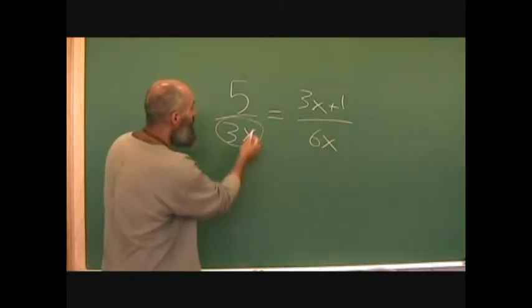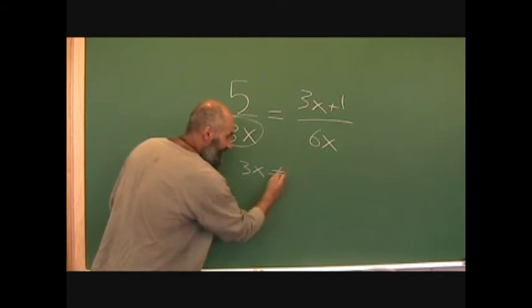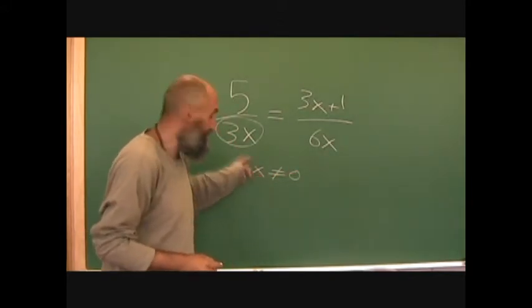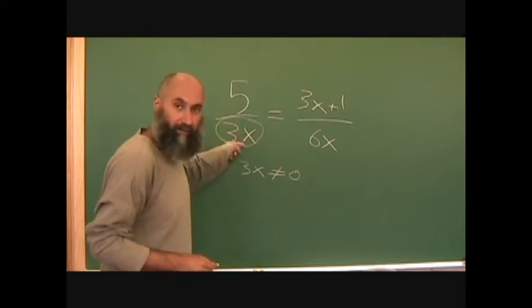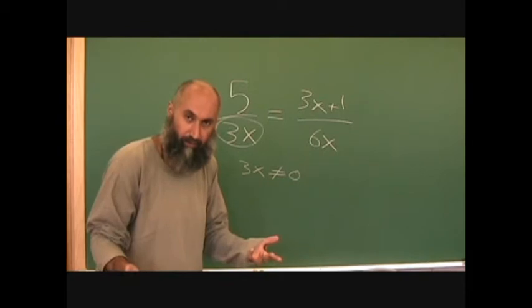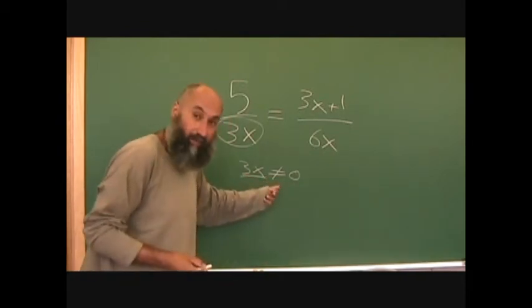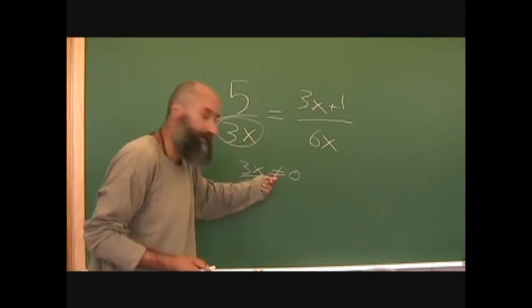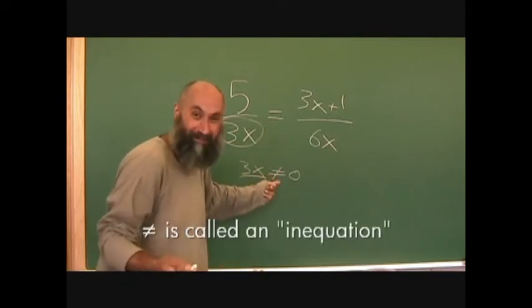So we take the denominator and say 3x cannot equal 0. Because if 3x is equal to 0, that means the denominator is equal to 0, and we're dividing by 0, and we cannot divide by 0. Now you can solve this. This is an equal sign, this is an equation, and this is a non-equation.